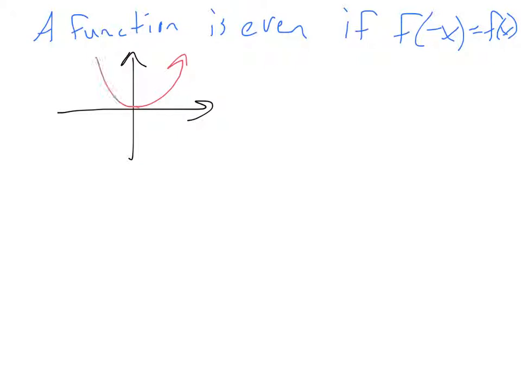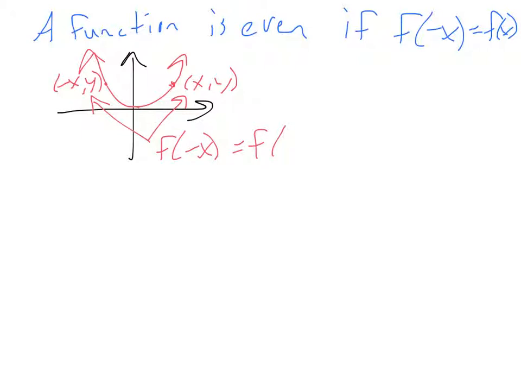So let's go ahead and graph my y-axis function. This is the function where we said if the point (x, y) is on the function, the point (negative x, y) must also be on the function. And what this is telling me is that f of negative x equals f of x, right? Because they have the same y value. Does that make sense? So if a function is even, it has y-axis symmetry.